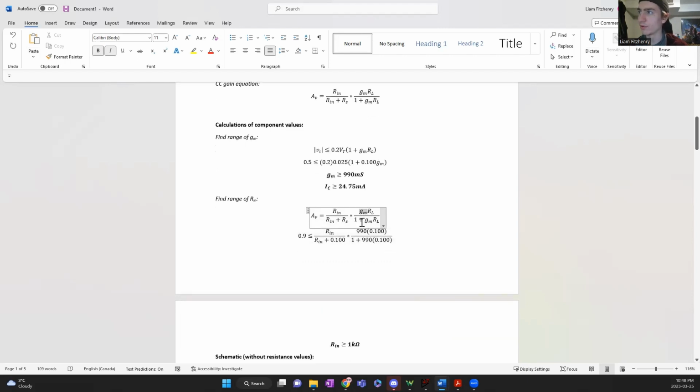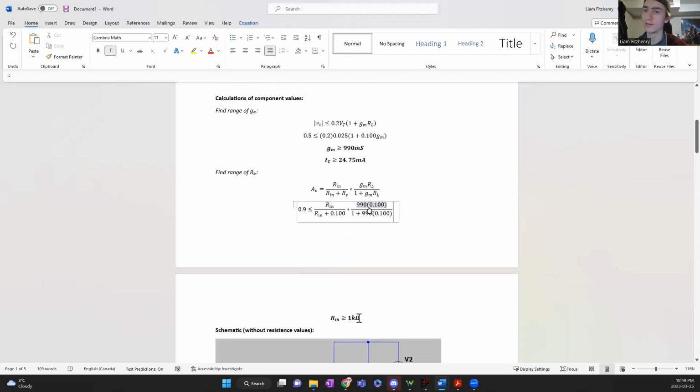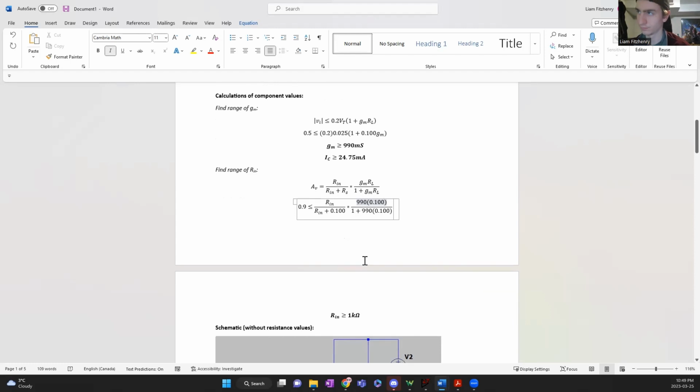At this point, we know GM. We're going to say it's 990. We're going to set it to the minimum possible value, such that all values above 990 will satisfy this equation as well, because this side is greater than that side. And then we know RL, we know RS. The only thing we don't know in this equation is Rin. You can rearrange this by multiplying this term over there, and then we end up with a linear equation for Rin, which we can solve, and it comes out nicely to: our input resistance has to be greater than or equal to 1 kilo ohm.